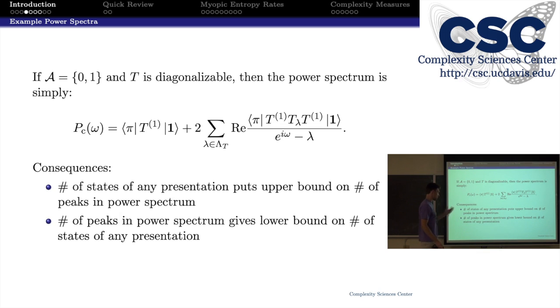Conversely, the number of peaks in a power spectrum, let's say we don't know what our process is and we just do some measurement and we get a power spectrum. Well, that tells us something nice, just from a quick glance at the power spectrum. It'll give us a lower bound on the number of states of any presentation. So it's basically saying if you're looking at some power spectrum and it has 5 bumps, that means the minimal, even non-unifilar, machine has at least 5 states. So it's interesting structural information you can get immediately from looking at it. But they can be very loose bounds.